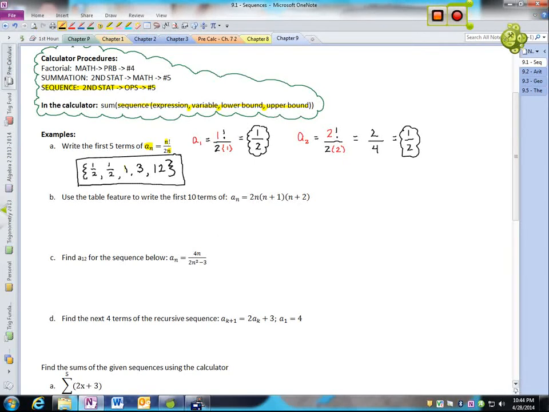That represents the first term, I plugged in 1. The second term, I plugged in 2. The third term, I could plug in 3. The fourth term, I could plug in 4. And the 5th term, I could plug in 5.